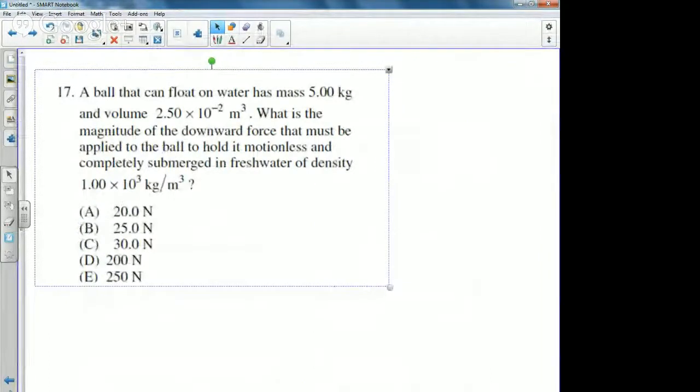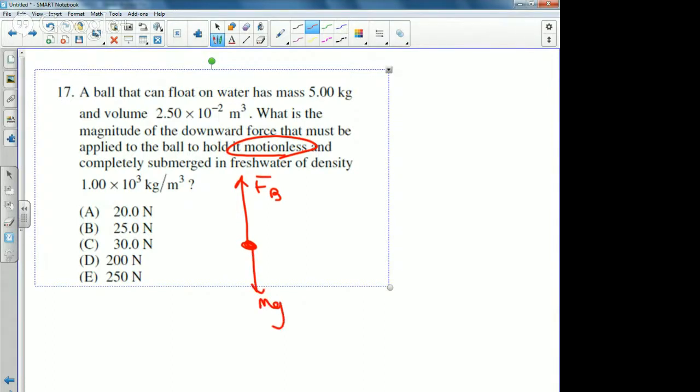A ball that can float on water has a mass of 5 kilograms and a volume of 2.5 times 10 to the negative 2. They ask how much downward force must be applied to the ball to hold it motionless. So the key word here is, of course, motionless, meaning that all the forces are balanced. So let's just draw a quick free body diagram here. We know buoyant force points up, mg points down, and the force that you're looking for points down as well.